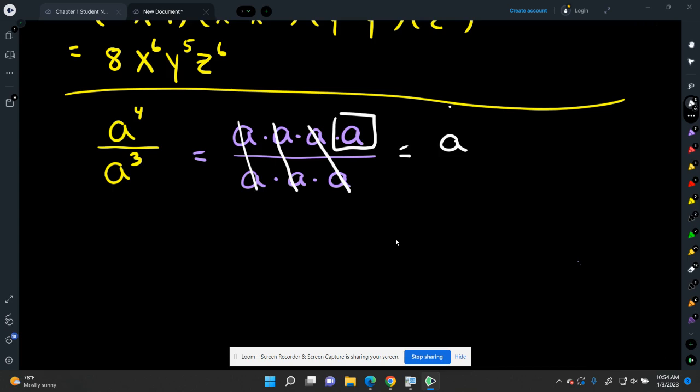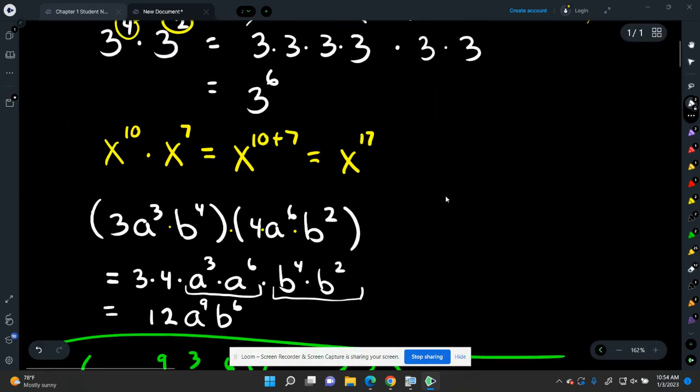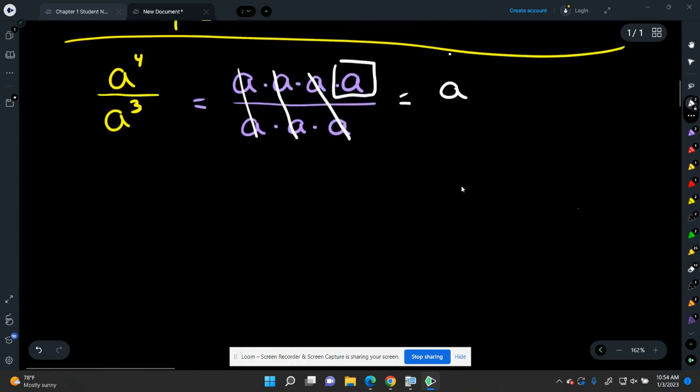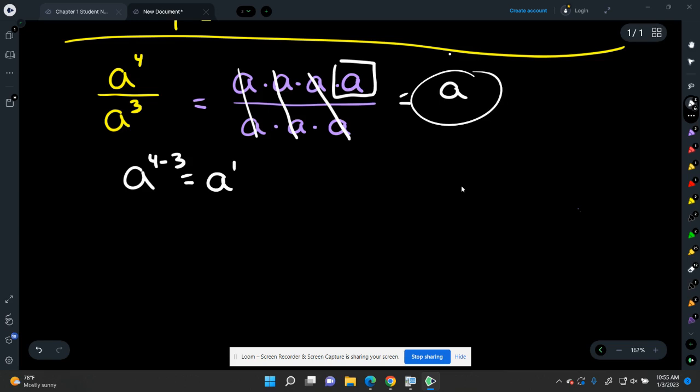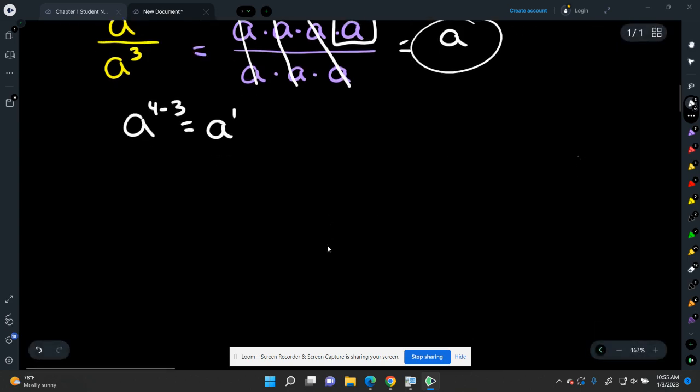What we can do as a shortcut: when we were multiplying, what did we do with the exponents? Add them. So what do you think we're going to do when we divide? Subtract. So this is a to the 4 minus 3, which equals a to the 1st. And that's what I got doing it that way. If you just left it as a, would it be right? Yes. So you only subtract them when you're dividing. That's correct. We subtract exponents when we're dividing, and you add them when you multiply.